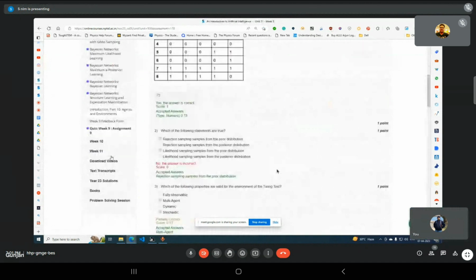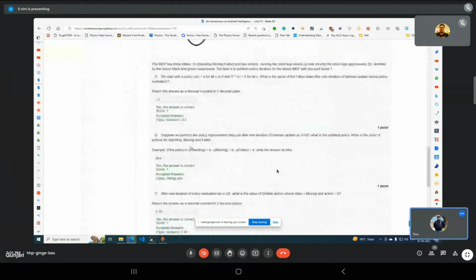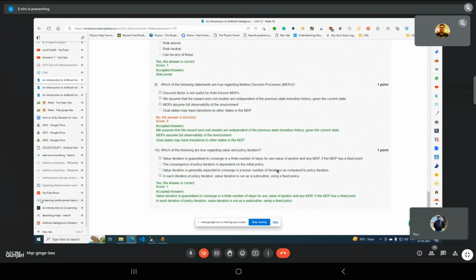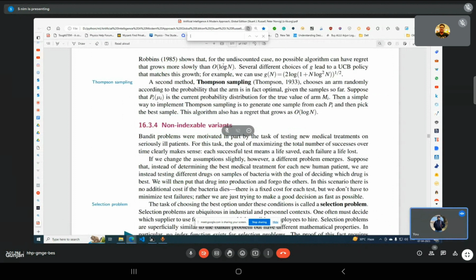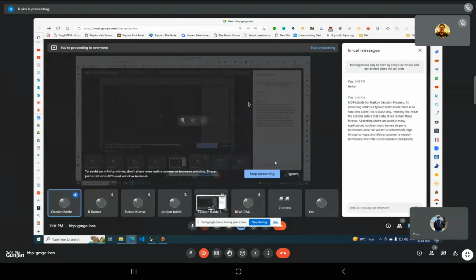Where the hell is it? Goal states may have transitions. No, I don't think there's a good way to search here. How would I even search here? No, you won't get anything on Google. Okay, I think it's fine then.